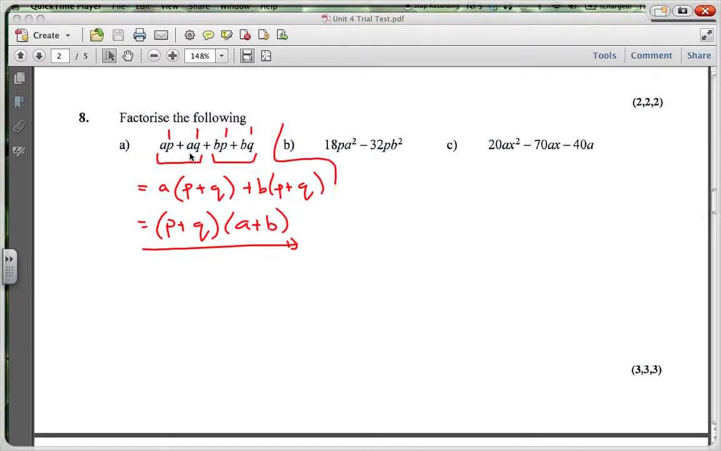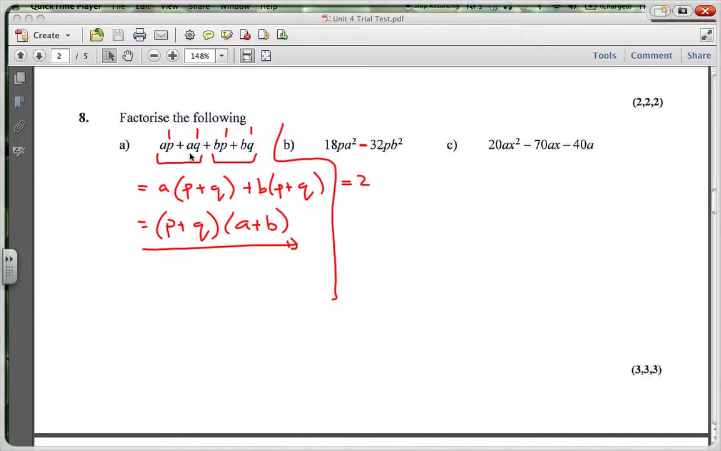In the second one over here, I've got two terms and a negative sign, so I'm thinking of a difference of two squares, but 18 and 32 are not perfect squares. But when I look at it carefully, I can see that I can take out a common factor, and this is something that you always need to look to do first. In both of them, I've got 18 and 32. I can take out a 2 out of both of them.